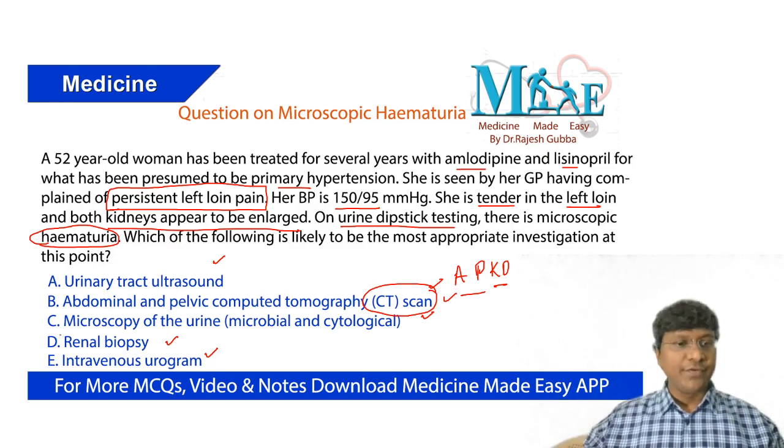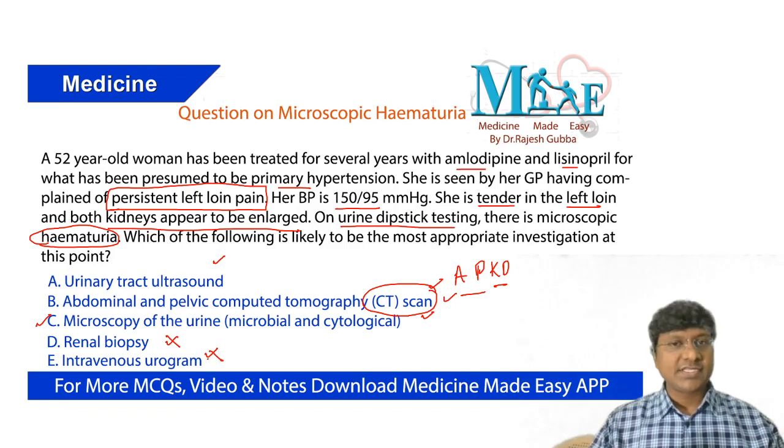And microscopy of urine, you take the third option. Already, the urine dipstick testing is showing microscopic hematuria. And what additional information will you get in patients with polycystic kidney disease from microscopy of the urine? Except for the presence of RBCs on urine examination, you will not get any further information. Renal biopsy is not indicated in patients with polycystic kidney disease, and intravenous urogram is also not useful in this particular patient with adult polycystic kidney disease.